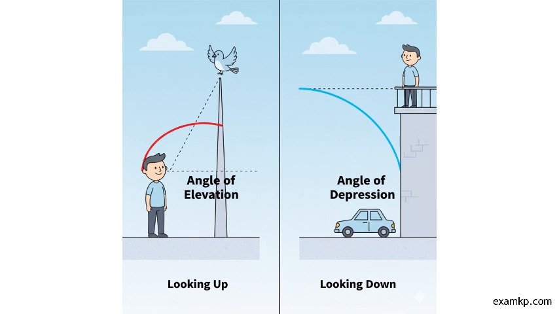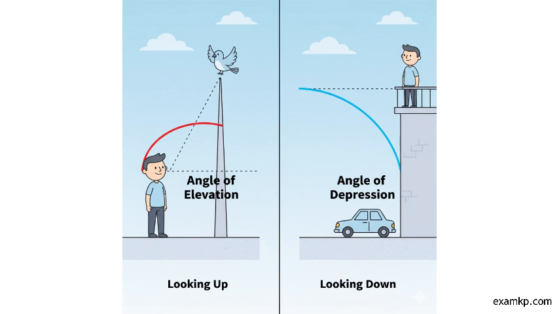The angle of elevation is the angle formed between the horizontal line and your line of sight when you look up at an object, like looking up at a bird or the top of a tower. The angle of depression is the angle formed when you look down from a horizontal line, like looking down from a balcony to a car below. Now, both are measured from the horizontal line, and in most diagrams, they form alternate angles, meaning the angle of elevation from one point equals the angle of depression from the other.